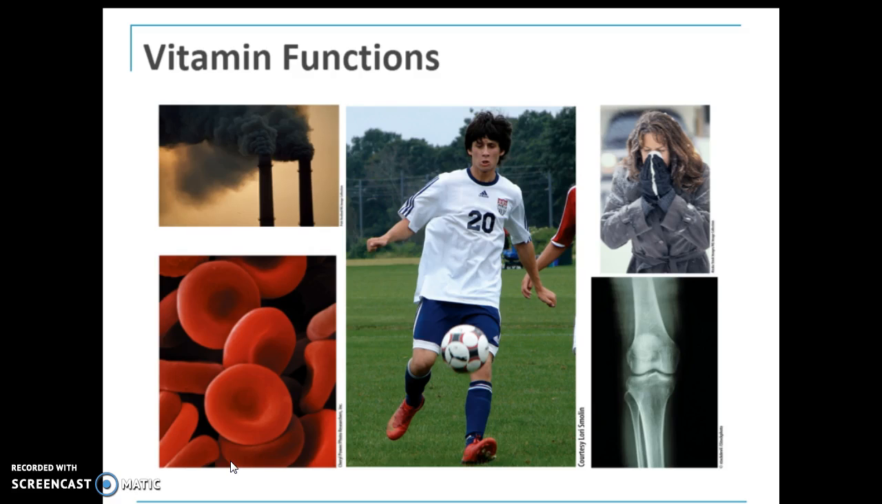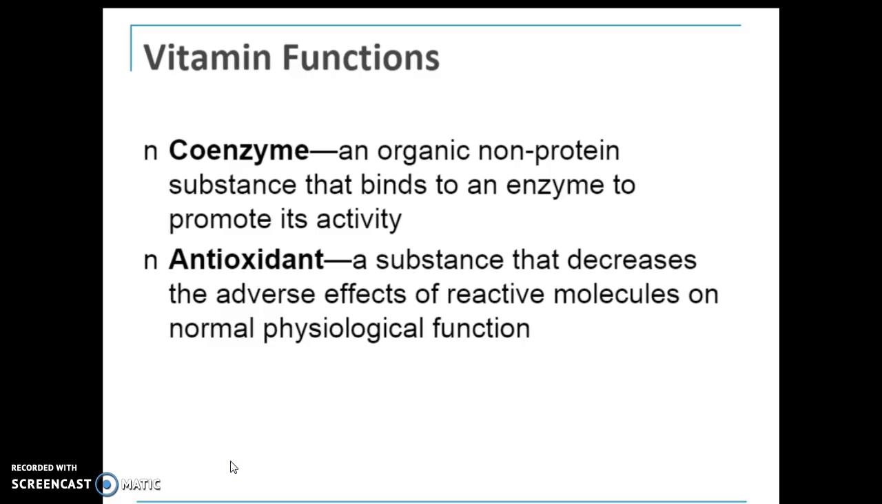So when we look at vitamin functions, we can think of some different functions that include things like energy, immune function, blood health, and bone health. Vitamins have two principal functions in the body. First function is as coenzymes. These are organic non-protein substances that bind to enzymes to promote their activity.